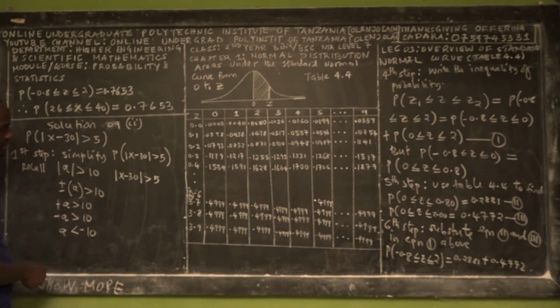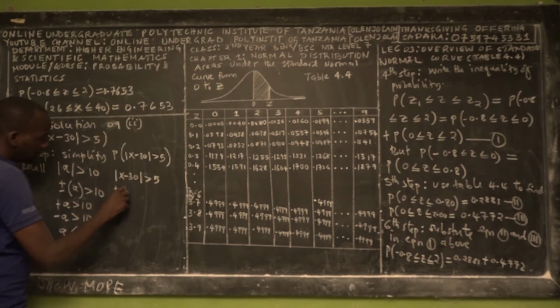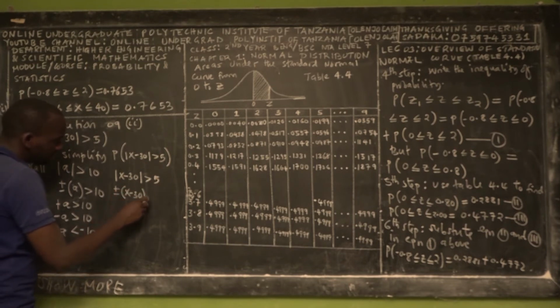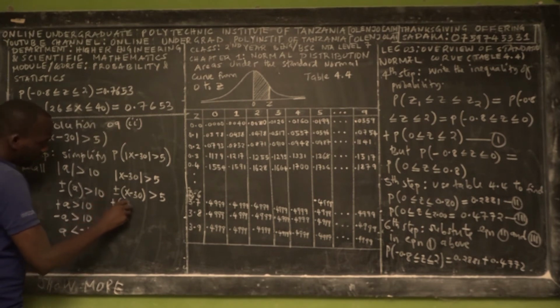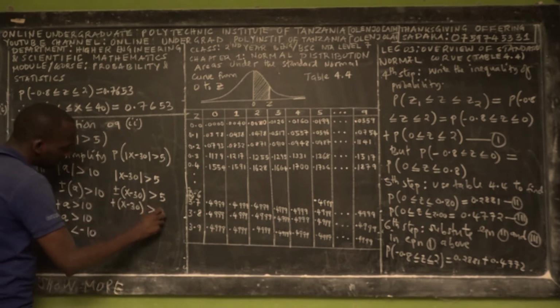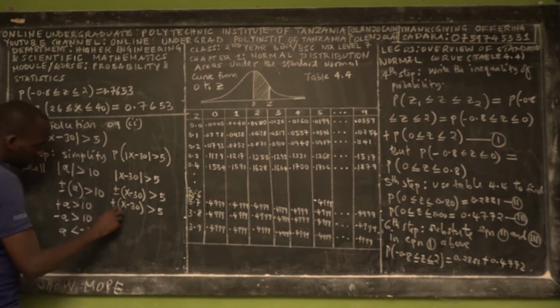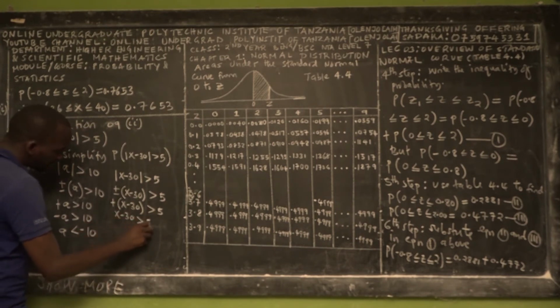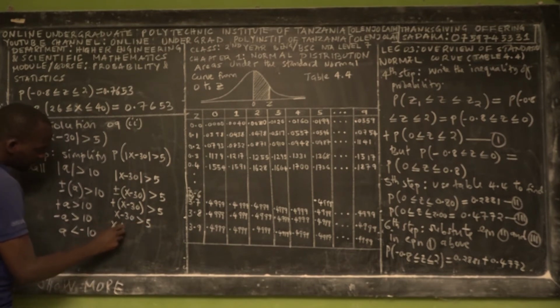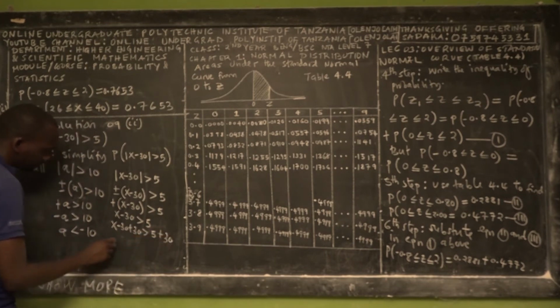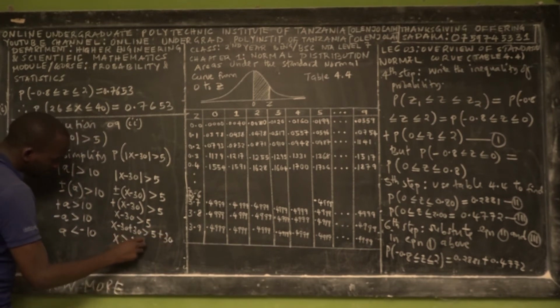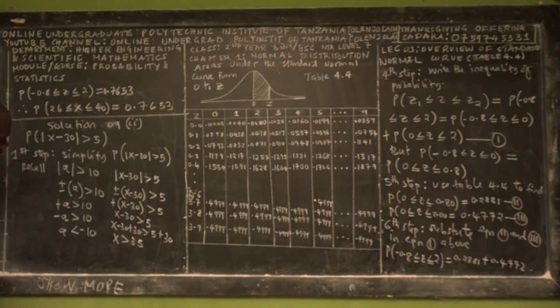So if that is the case, because this is the absolute sign, we have plus or minus of x minus 30 greater than 5. Consider positive: x minus 30 greater than 5. Make x the subject: x minus 30 plus 30 greater than 5 plus 30. So x is greater than 35. That is if you consider the positive sign.